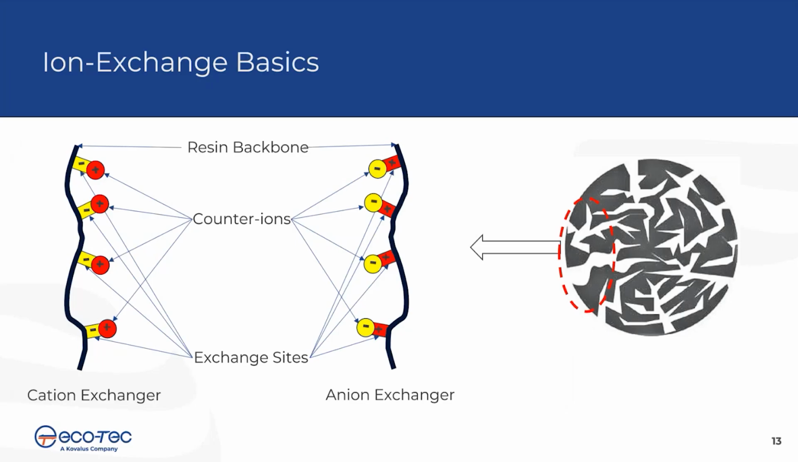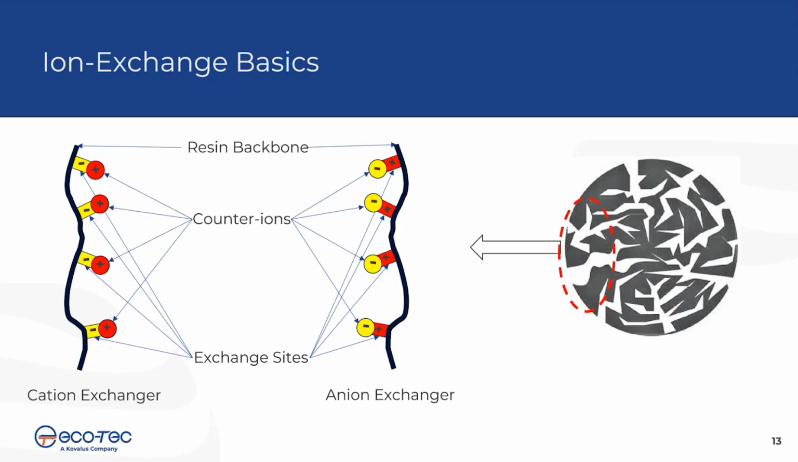Okay, here we can see what's happening at a molecular level. The resin backbone contains fixed charge functional groups. In the cation exchanger, those sites are negatively charged and attract positive ions. In an anion exchanger, it's the opposite. The sites are positively charged and they attract negative ions. The counter ions are held electrostatically at these exchange sites.